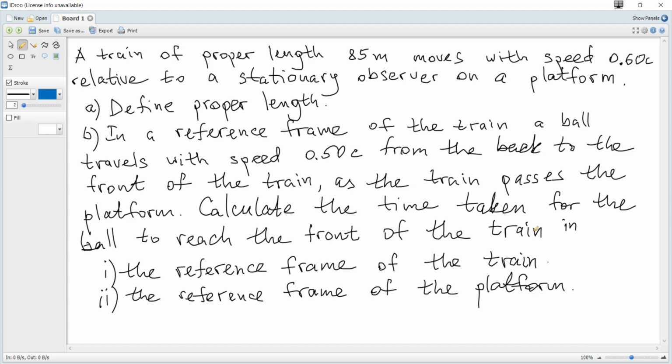A train of proper length 85 meters moves with speed 0.6 c relative to a stationary observer on a platform. A. Define proper length. It's a length measured in a reference frame where the object is at rest.